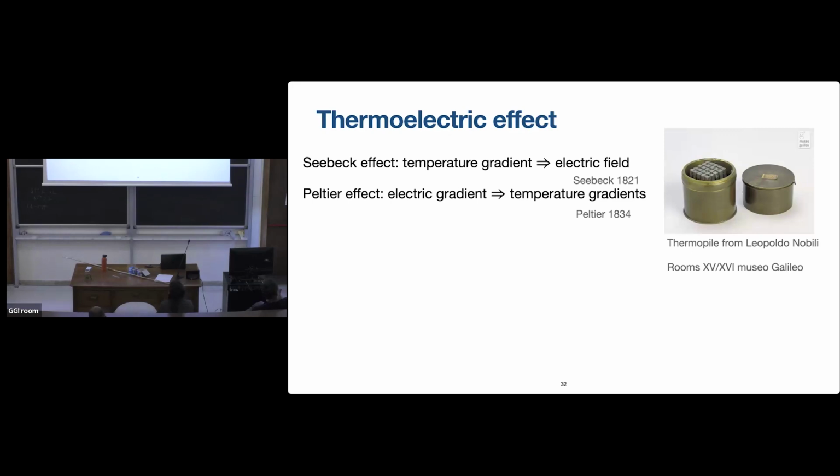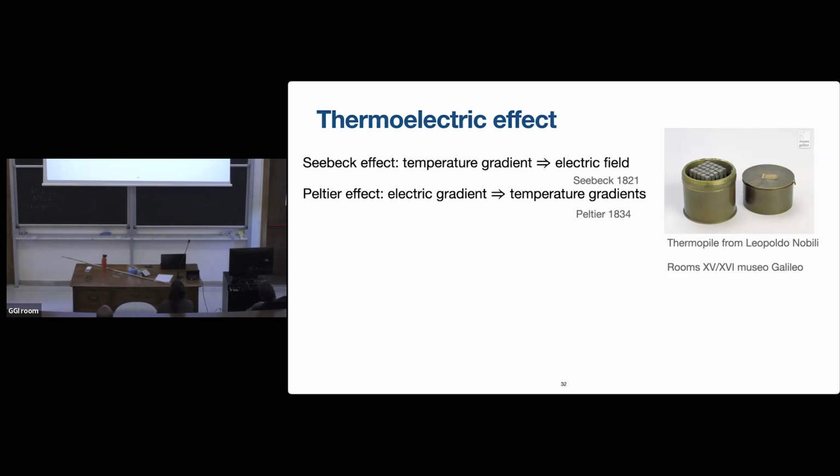I was in this museum of Galileo Galilei, which was excellent. I really recommend it this weekend. In rooms 15 and 16, there's a section on electromagnetism. This is a thermopile, basically a collection of thermocouples. Thermocouples are devices with two pieces of metal. I think bismuth is one of them, and the other is antimony. I don't know, these are not very common metals in my everyday life.